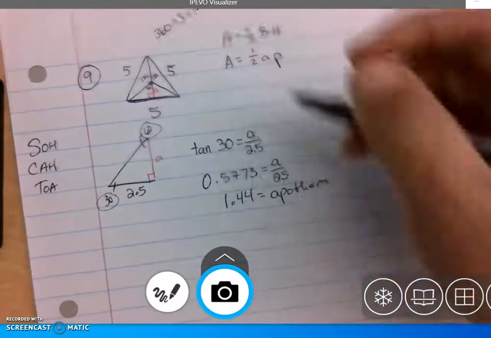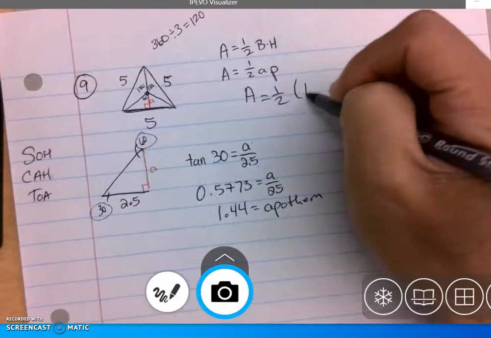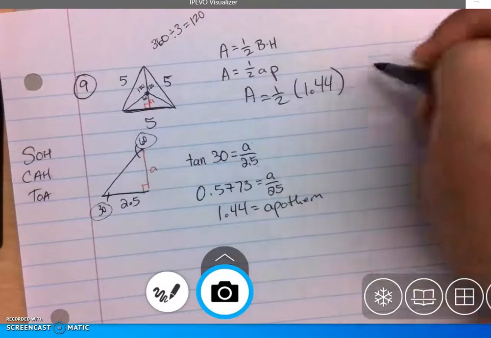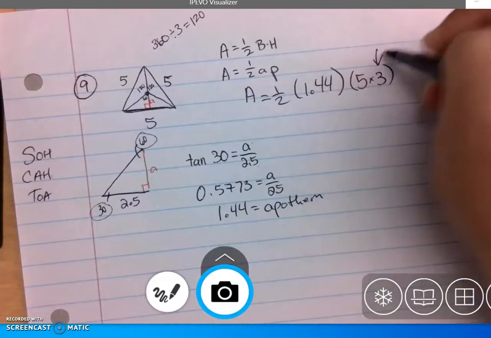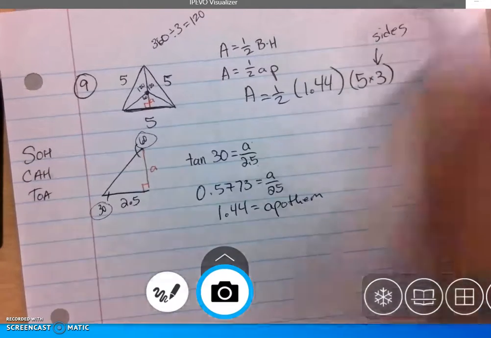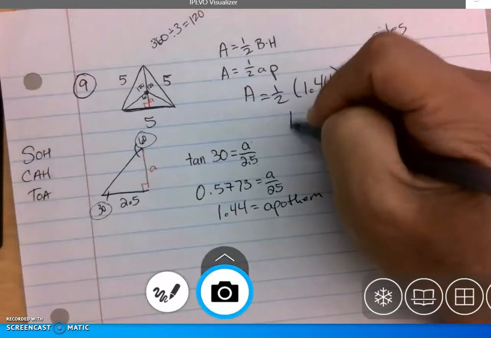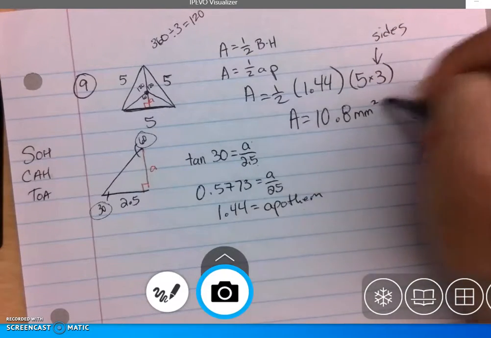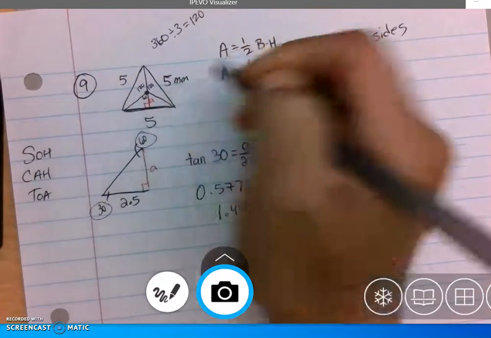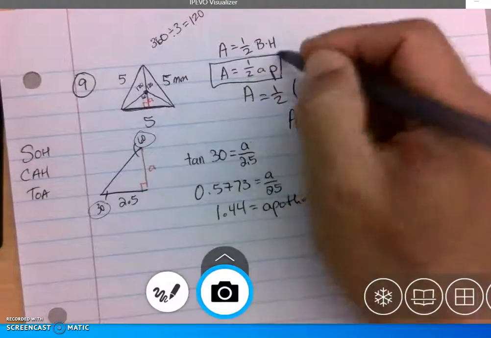And now we just plug that into the major formula. 1/2 apothem times perimeter. Perimeter again is, each side is 5. There are 3 sides. So then you just multiply all of this out. And your answer should be about 10.8 millimeters squared, because this was in millimeters. Okay, that's number 9, regular figures, 1/2 apothem times perimeter.